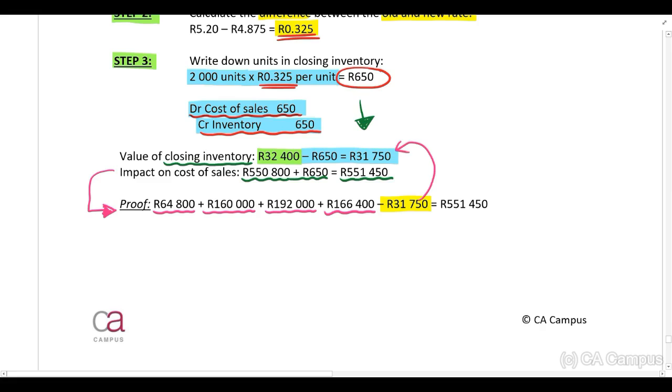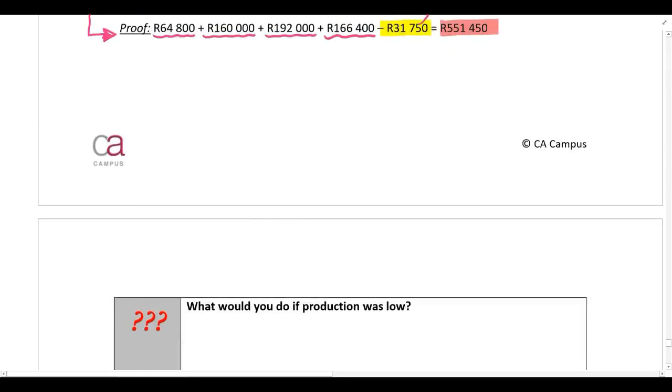So that's the new value of closing inventory that we calculated above, and that will then give you the correct value for cost of sales. So that is what you need to do if production is abnormally high.